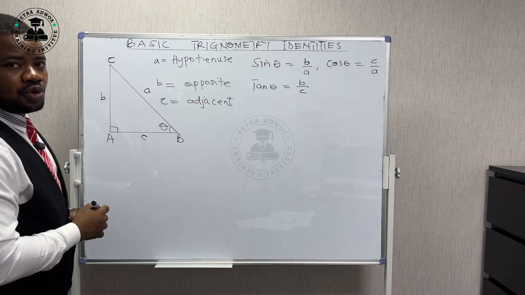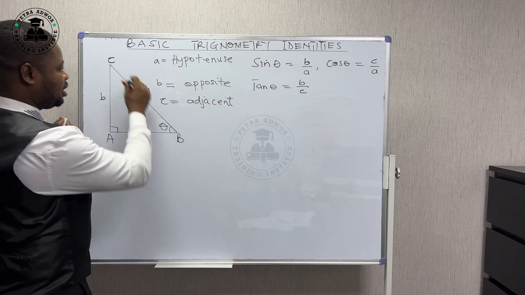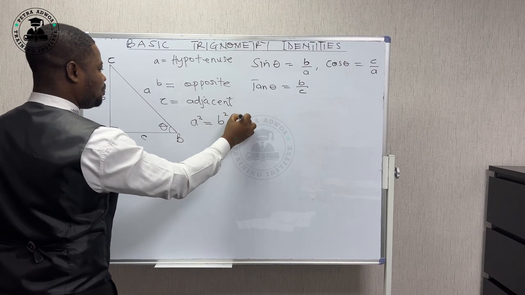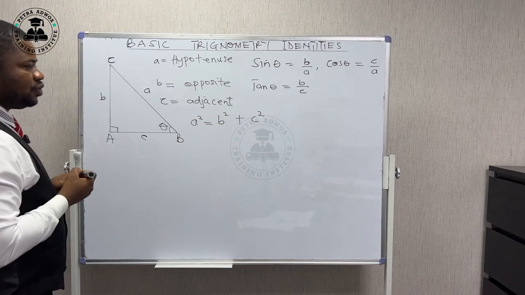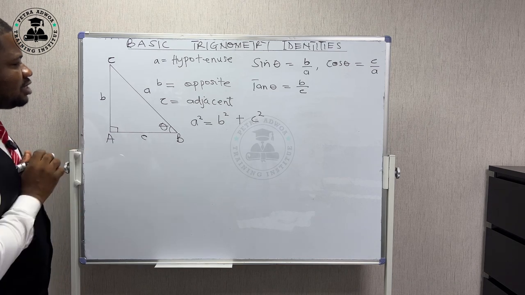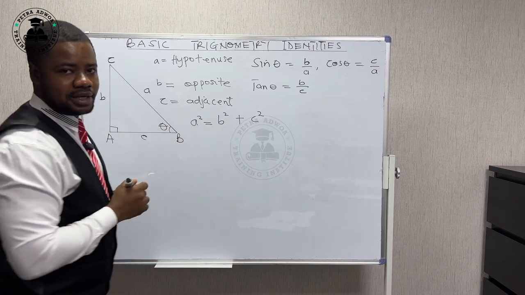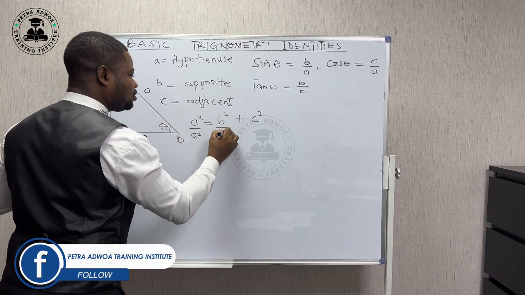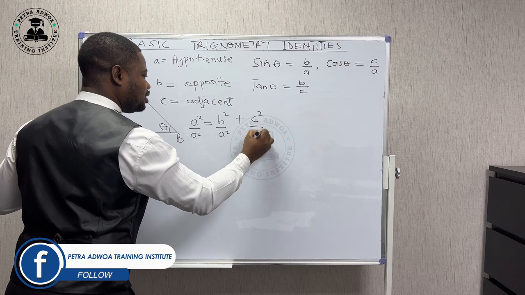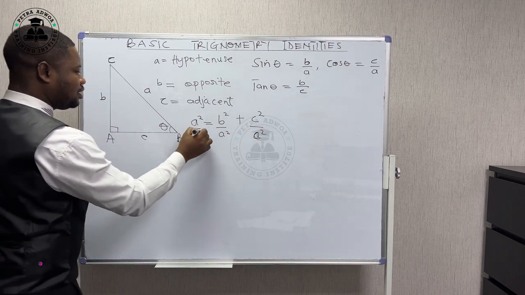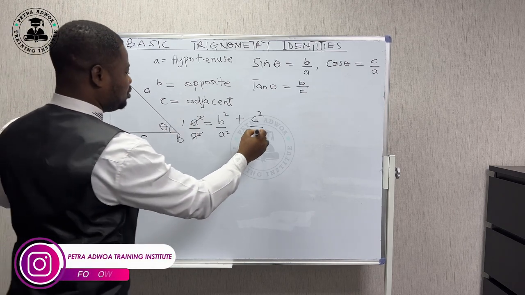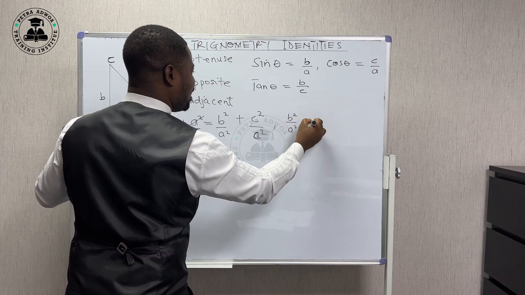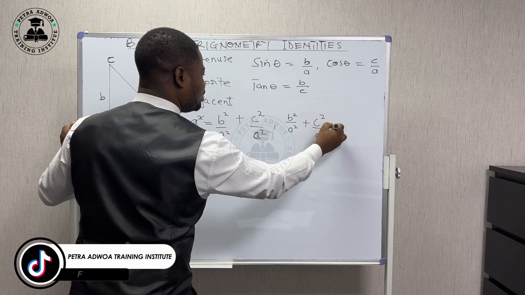All right, but we also know from the Pythagoras theorem that the longest side, which is A squared, is equal to B squared plus C squared. We know this. If I decide to divide through this with A squared, let's see what we're going to get. I divide here with A squared, and here with A squared, and here with A squared. A squared goes into A squared 1. So I am going to get B squared upon A squared plus C squared upon A squared to be equal to 1.